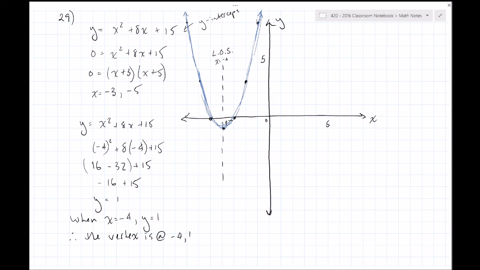Make sure you check all the problems in the packet. I'm happy to provide you with the answer key, and otherwise, good luck.